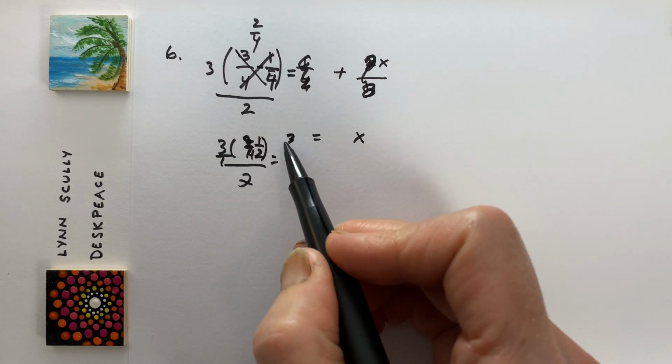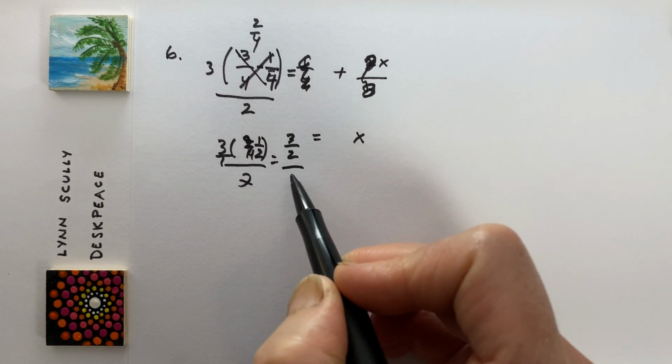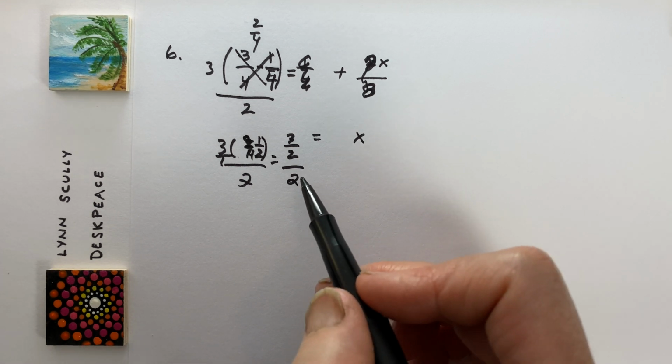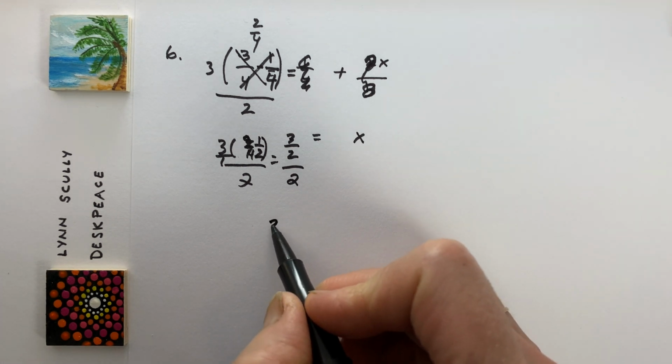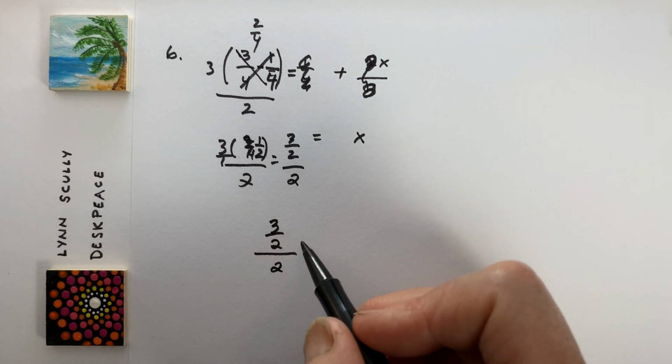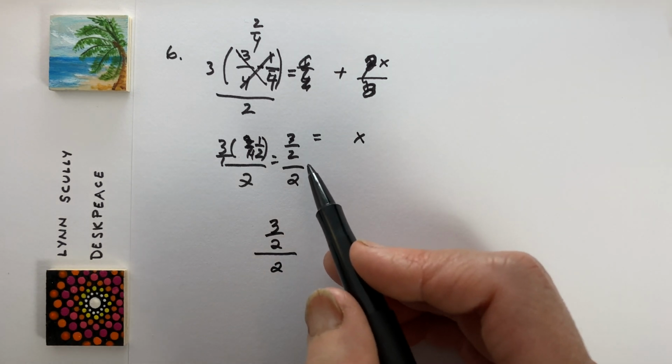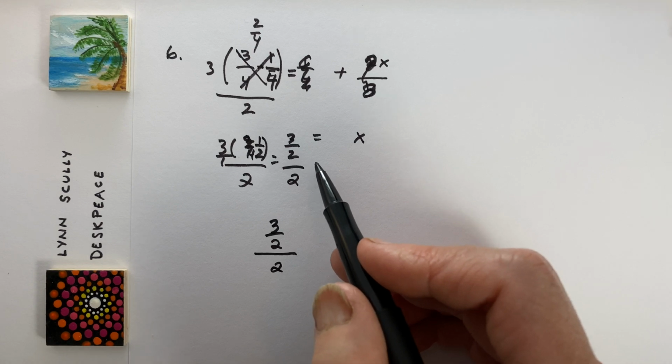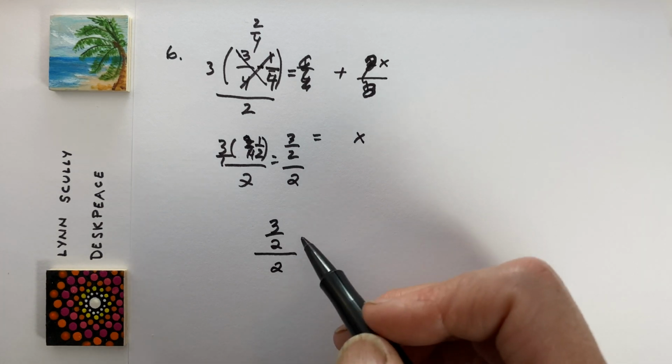3 times 1 is 3. 1 times 2 is 2, all over 2. This is called a complex fraction. So I'm going to write it again, and I'm only doing this so that you can see it better, because if I were on my own, I'd be fitting it in here so that I don't make a transcribing error.